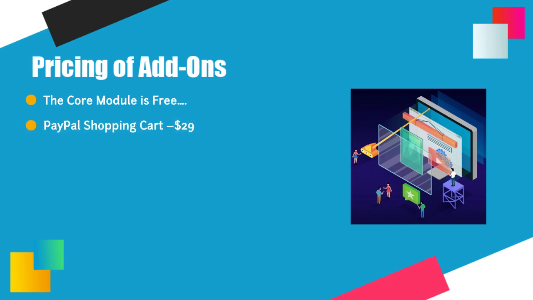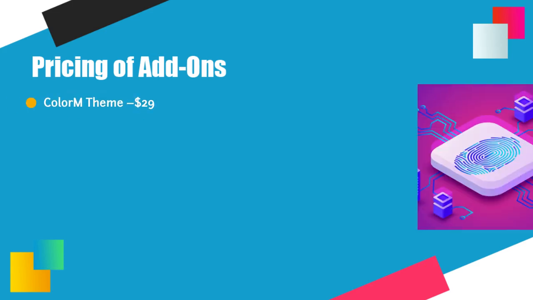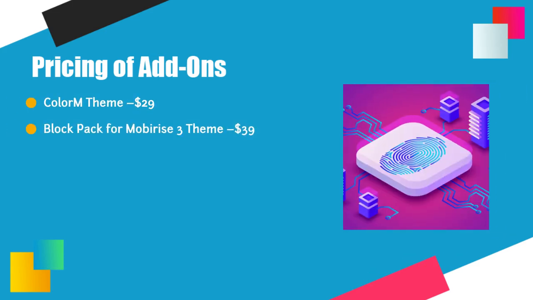So probably if you buy anything, you'd be buying a PayPal shopping cart, and you might buy some icon extensions, right? And then if you really want to get into the code, if you feel like, well, I want to get behind the code, I want to know how this works, you can do that. There's a code editor. There are some other themes that they give you, DirectM, SpaceM, ColorM, other things like that. Then they've got a block of 3, and then they give you an image slider, right? So again, all of these things are extra. You don't have to have them, and you're going to see that here with Mobirise.